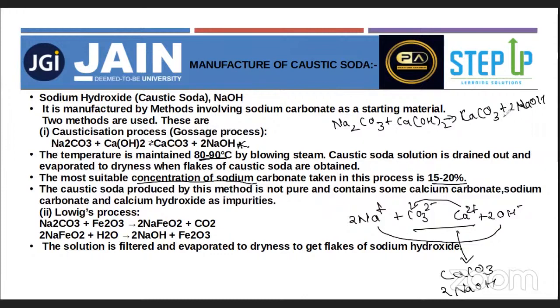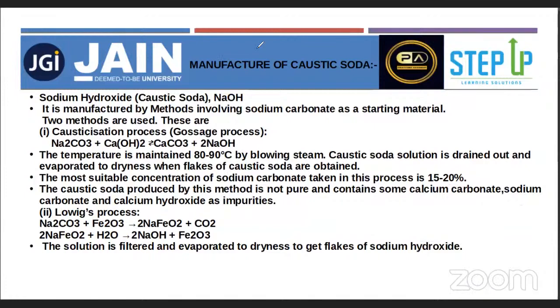So this is the reaction, and the temperature is 80 to 90 degrees Celsius. Keep in mind they might give you the data in Kelvin. What we are trying to obtain is caustic soda. The concentration of sodium carbonate is 15 to 20%, which means in the total solution, 15 to 20% will be sodium carbonate. This is the first method of manufacture of caustic soda.